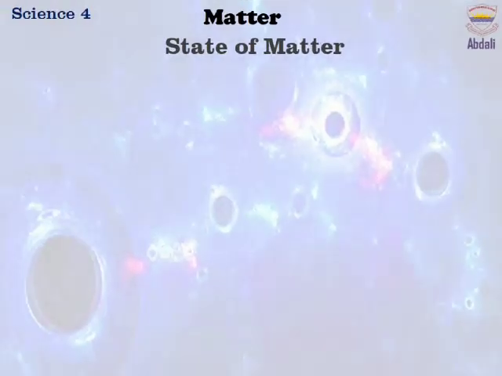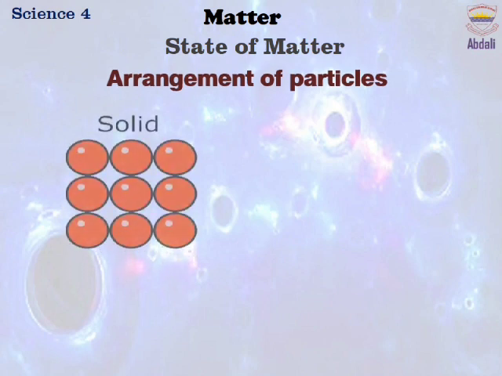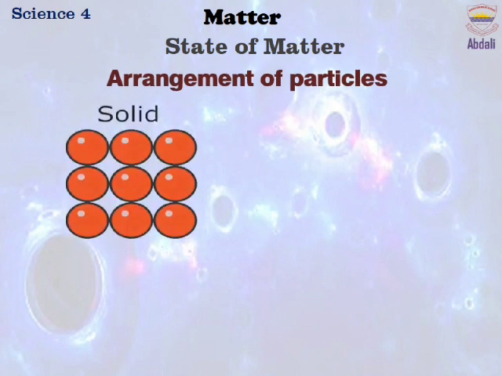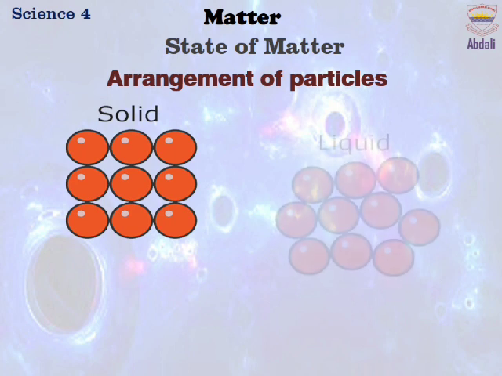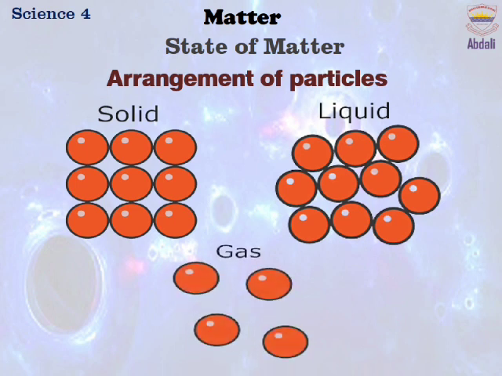Dear students, let's repeat the arrangement of particles in the 3 states of matter. Solid particles have no space, they are tightly packed. Liquid particles have space between them. The particles of gas are far away from each other, they have a lot of space between them. I hope you understand matter and its 3 states.